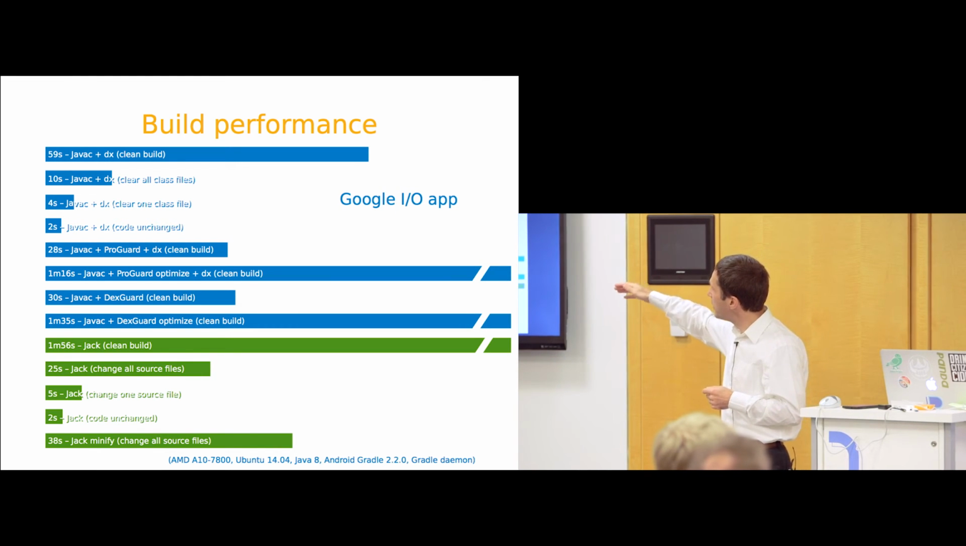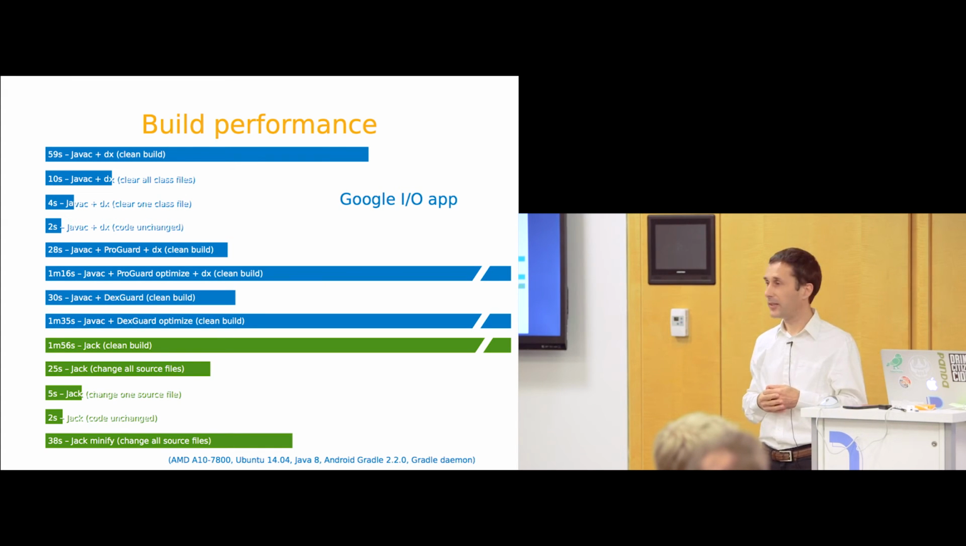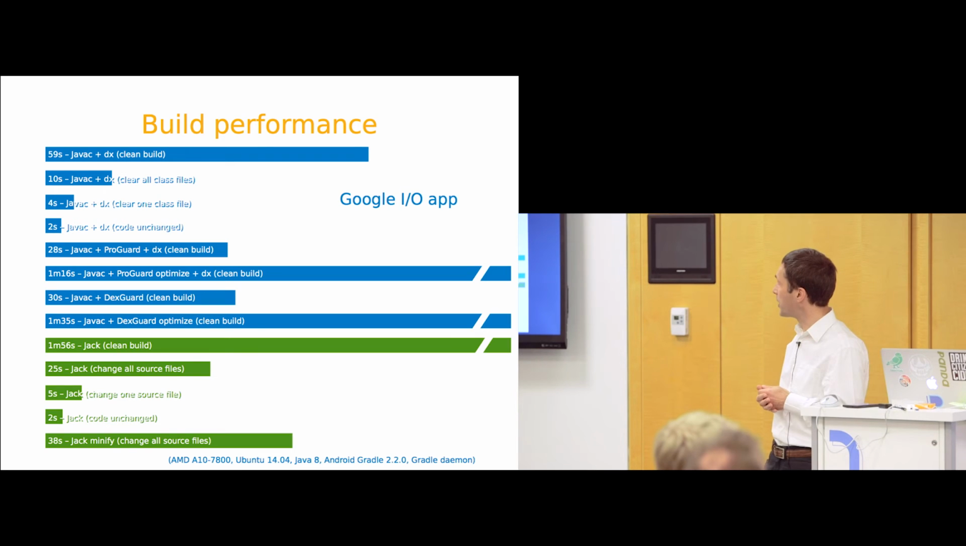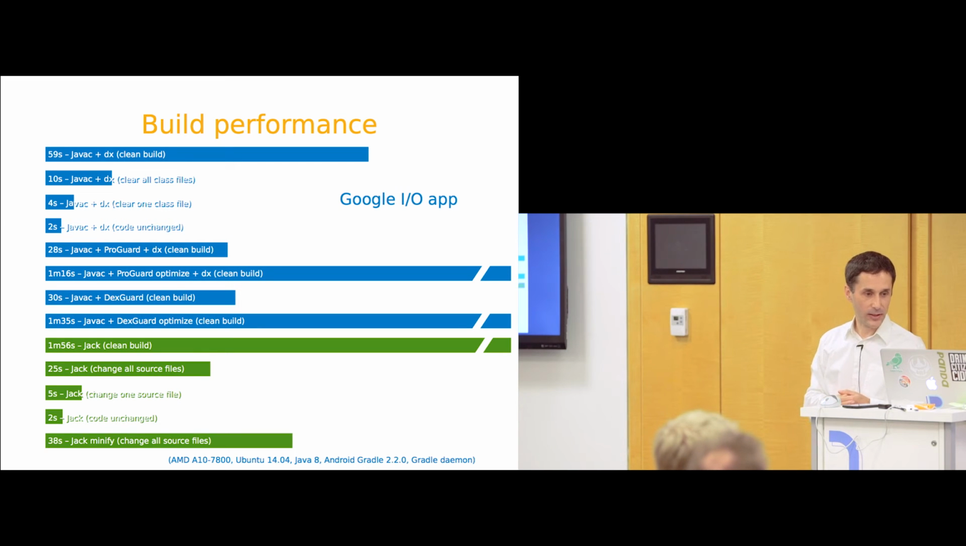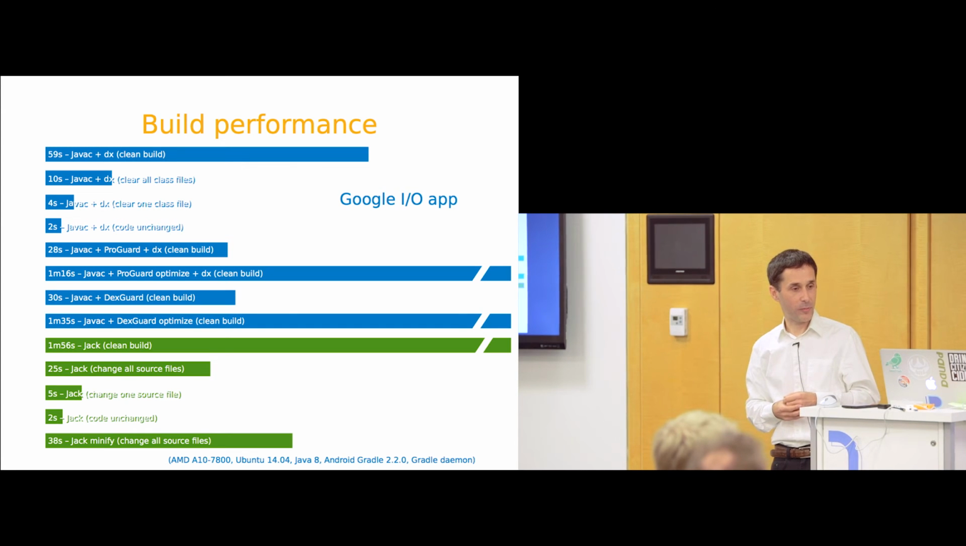Maybe somewhat surprising here is that the Jack compiler isn't faster than the traditional tool chain. That's something that they're constantly working on, I'm sure, but at this point, the build process isn't faster yet. And then the final line here is where I also applied minification in the build process. And that, again, just like with ProGuard, takes some more time.